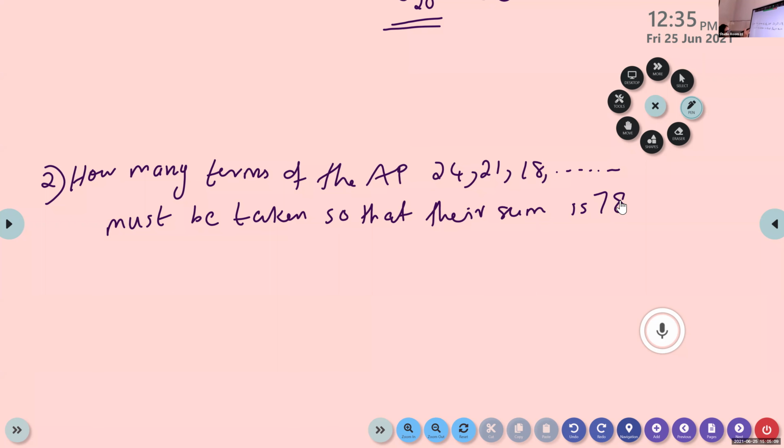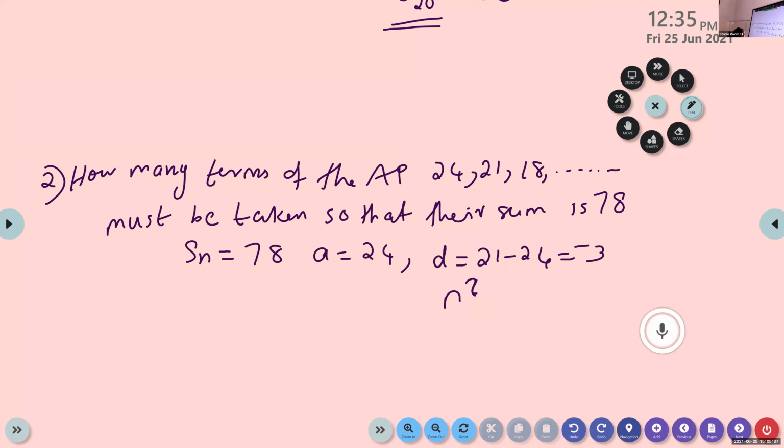There are some terms in this AP. We need to find how many terms we must add to get a sum of 78. So the sum is given: Sn is 78. A is 24. D we can write as 21 minus 24, which is minus 3. We need to find n. How many terms must be taken to get a sum of 78?